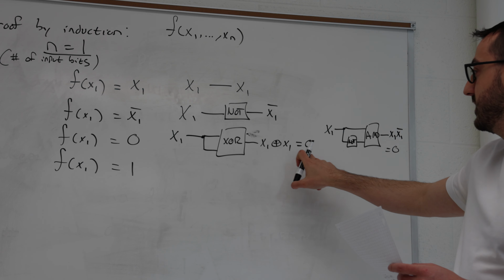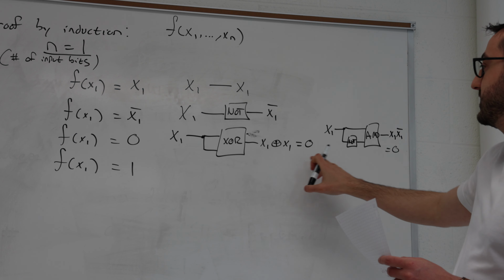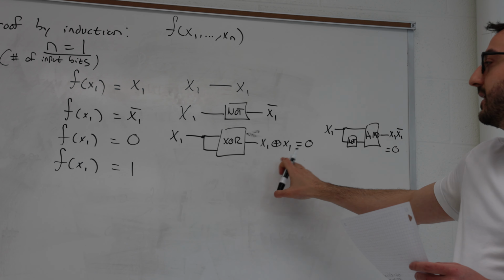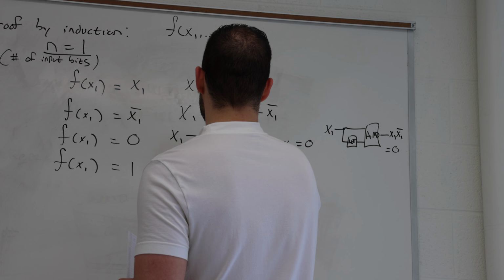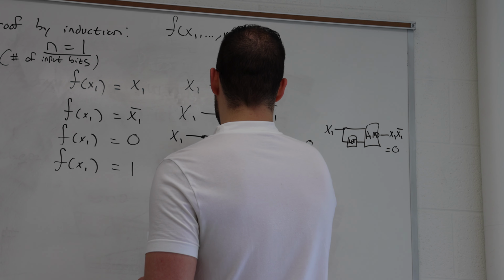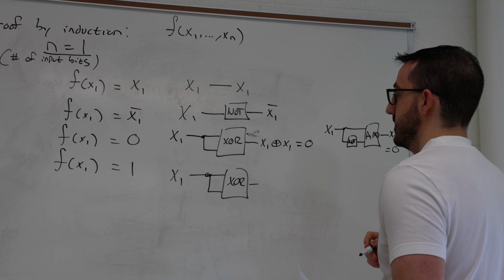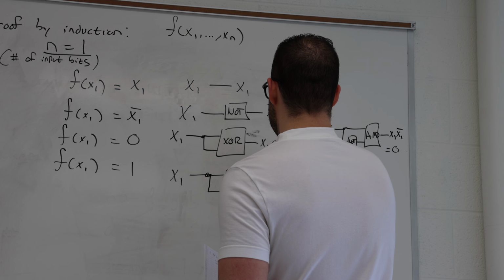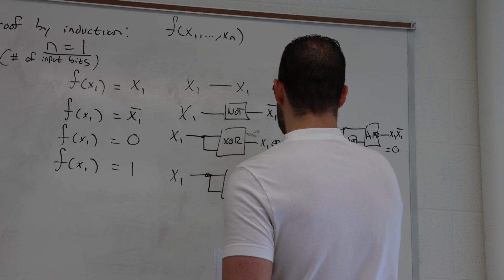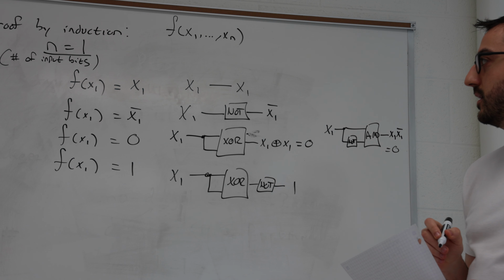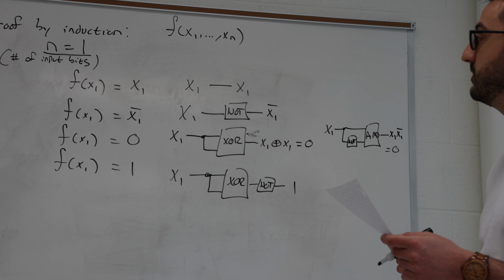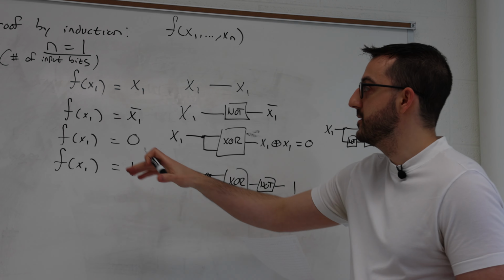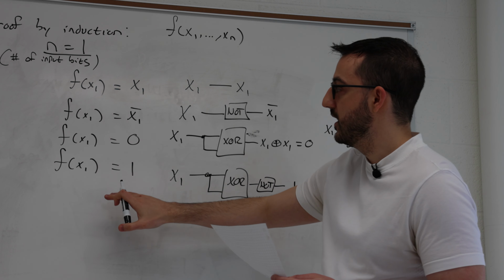Exactly right. So you could modify this circuit, either of these circuits, to do the NOT of this, and that would do this. So let's write one of those down. XOR with itself to get 0, and then do a NOT to get 1. So there are various ways to implement these, but the important thing is that we can implement these. So we proved the base case n is equal to 1.